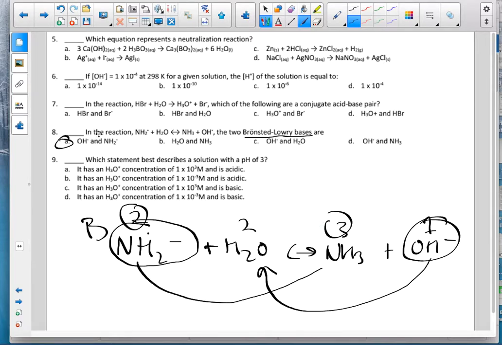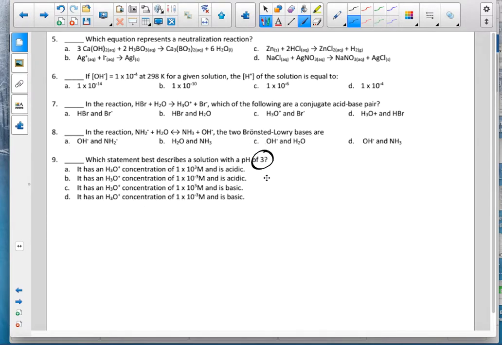A would be the correct answer for that one. 9. Which statement, if a solution has a pH of 3, what does that mean? Well, an easy thing to remember is when anything has a pH of 3, it just means 1.0 times 10 to the negative third would be the concentration of the H3O plus, because when we basically go 10 to the negative, that's what you end up getting anyway.